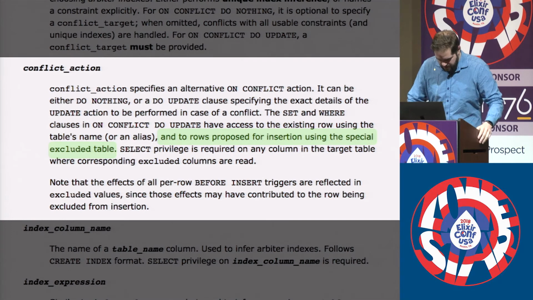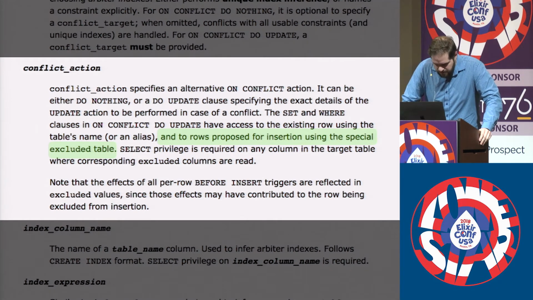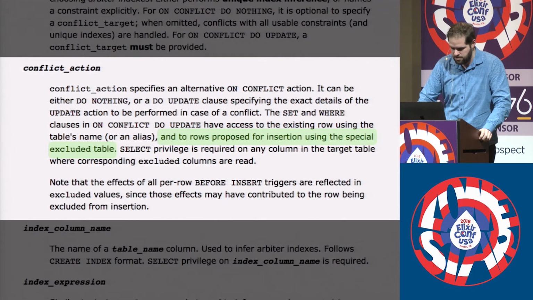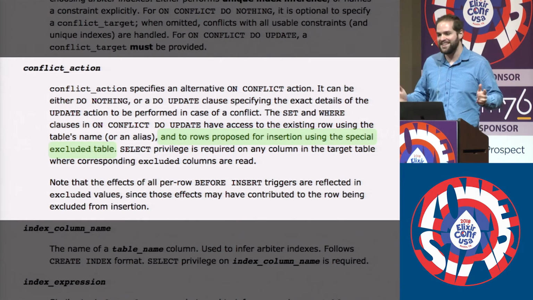It says, the set and where clauses in onConflict do update have access to the existing row using the table's name and to rows proposed for insertion using the special excluded table. So I heard about this excluded table, and I got really excited again.